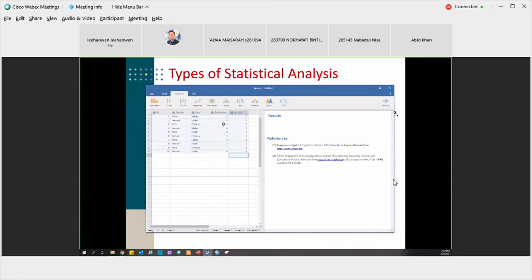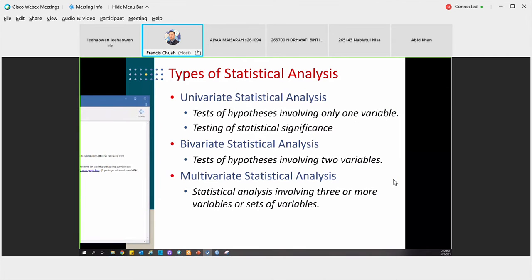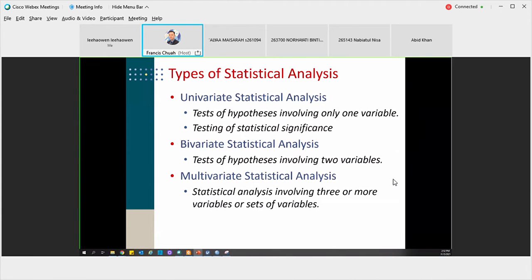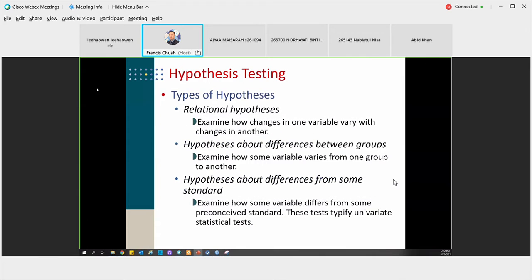So you have two variables, also with two groups. With this, you can do a bivariate statistical analysis. And if you have more than two variables, you go for the multivariate statistical analysis. And as I told you in the last class, when you have all the variables with the groups together, you can test for relational hypotheses, you can test for difference between groups, and you can test for difference from some standard.